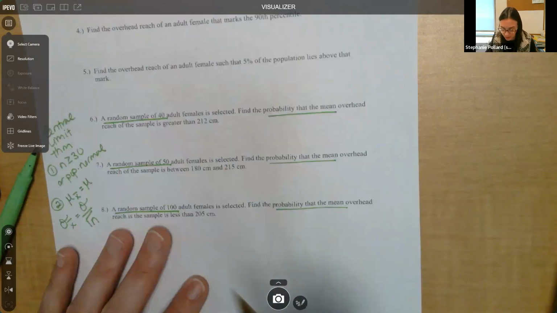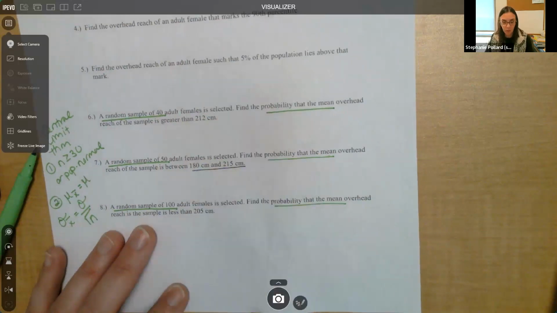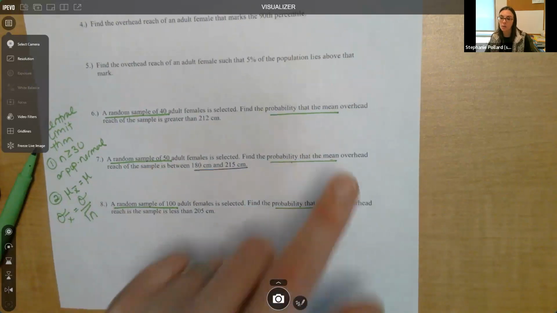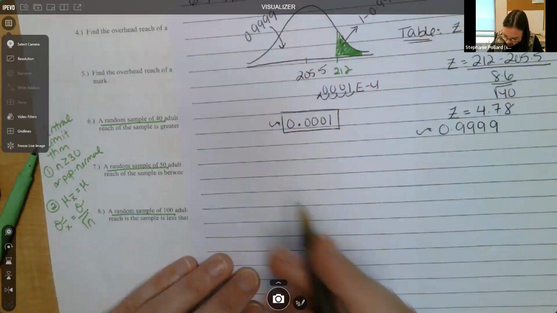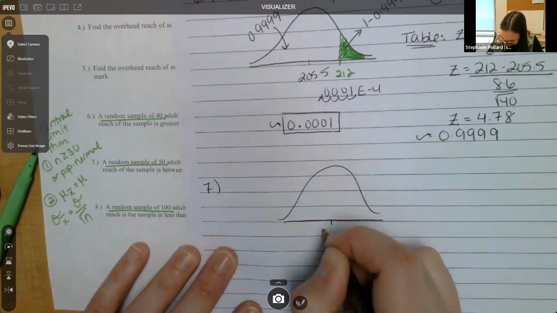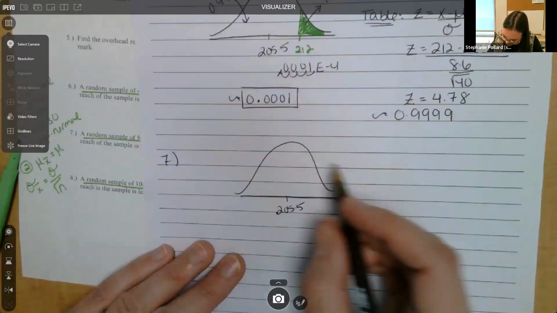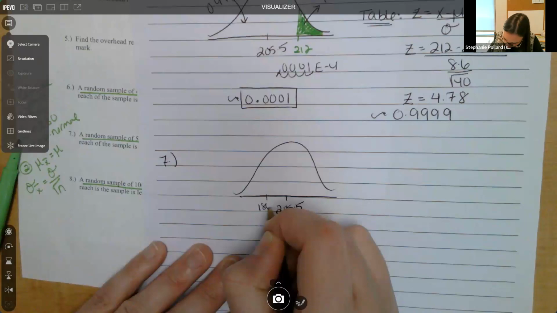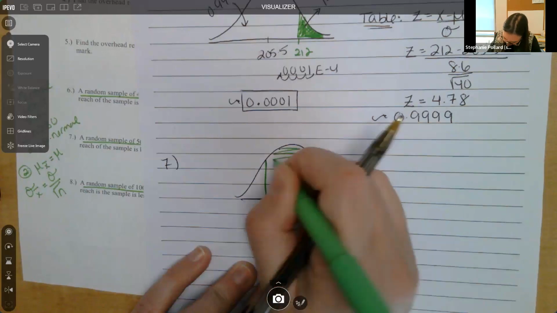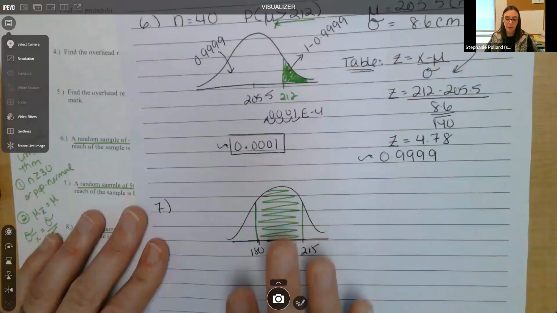For the second one, we're going to do something similar, but this time find the probability between 180 and 215. And again, we're taking an entire sample here. We're also looking for the probability of a mean, not an individual value. So if I draw my picture, I have that 205.5 in the middle. I'm going from 180 to 215. So 180 is about right here, and then 215 is about right here. And I'm going right in between. Now this looks like a lot more area shaded in, so I'm going to expect a bigger answer here.